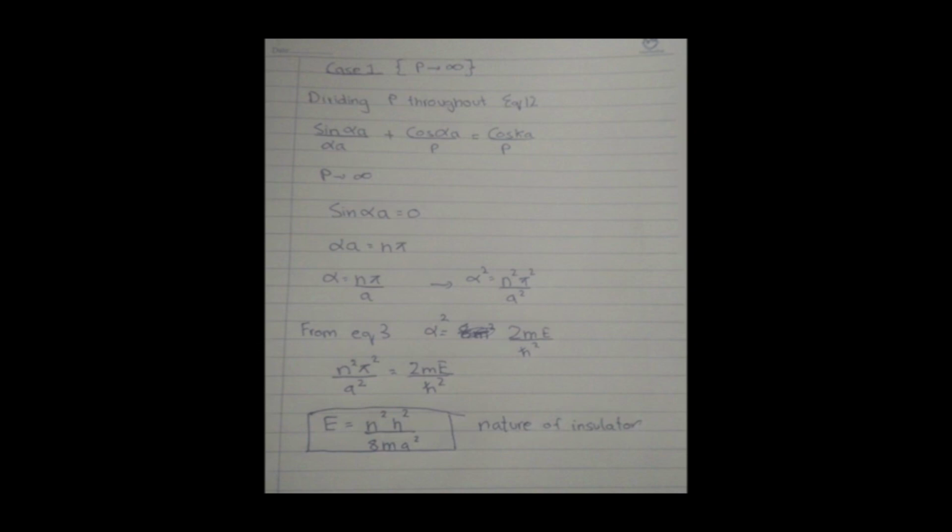Now the interesting thing is that what we have found out for the energy of that electron is exactly the same thing that we found in quantum mechanics for a particle in a box. It's just like a particle in a box, and it is the case of an insulator. So when an electron moves in an insulator, it's just like a particle trapped in a one-dimensional box.